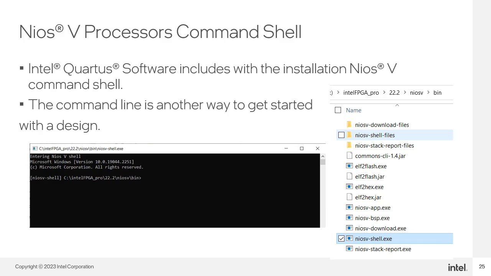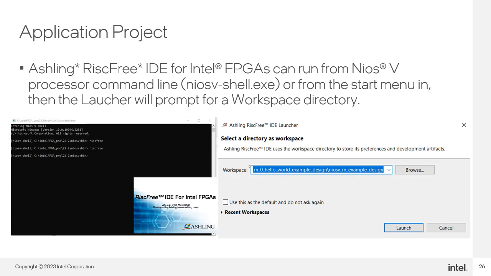As mentioned, the Nios V command shell provides a way for different tools and tasks for the development during the whole design. You can invoke also Ashling RISC-V IDE for Intel FPGAs from the command shell. Once it opens, it will prompt you for the workspace directory.